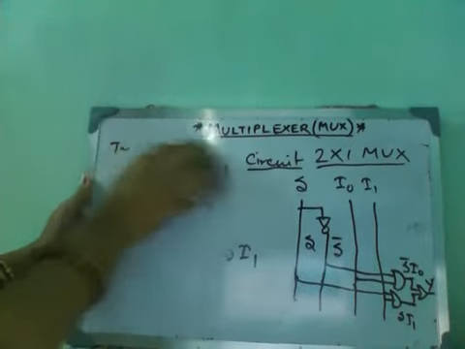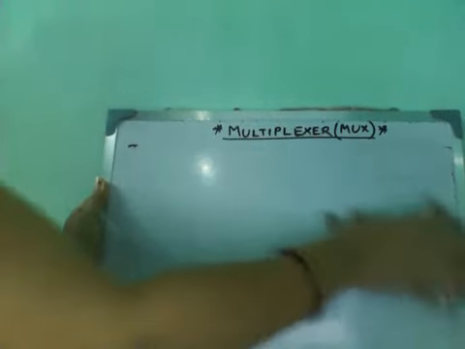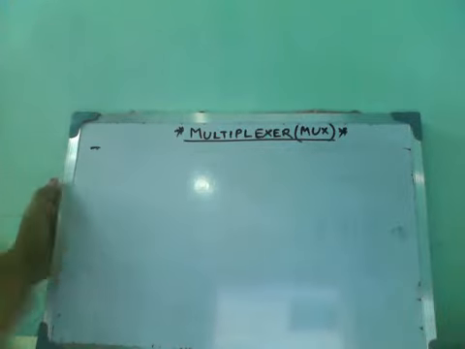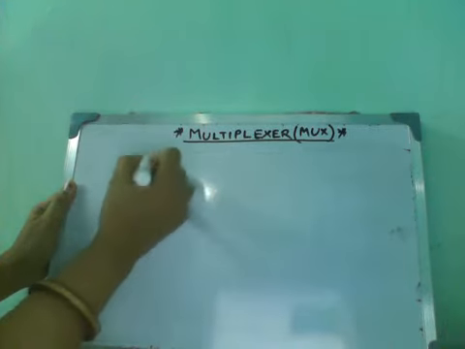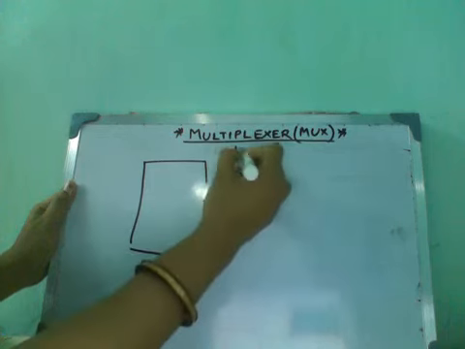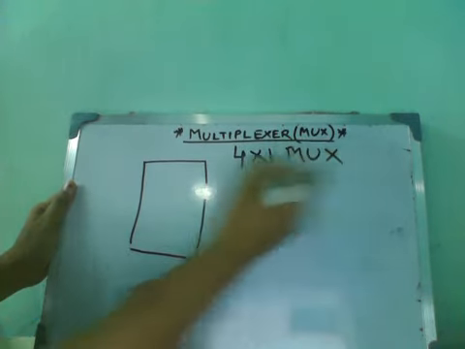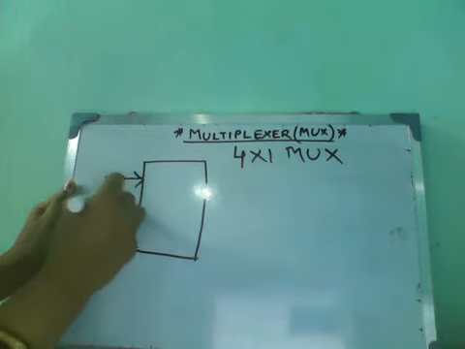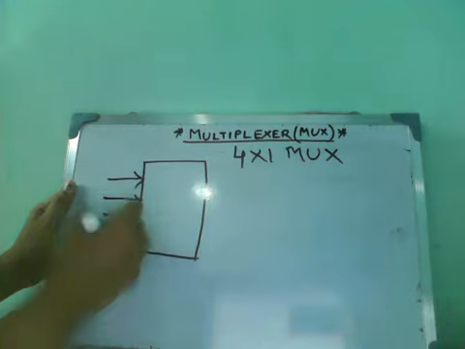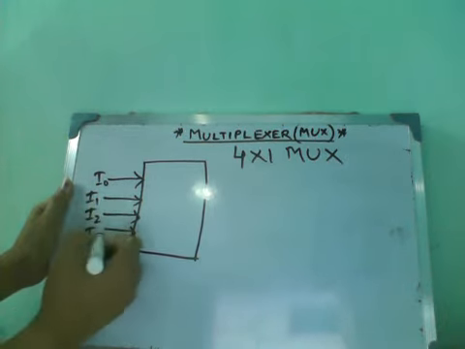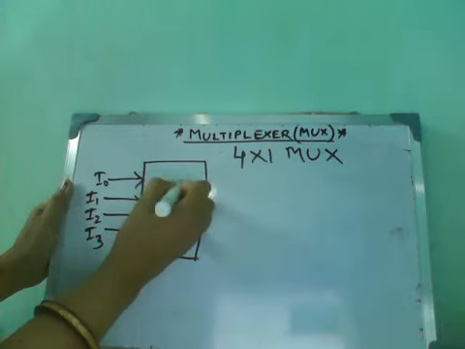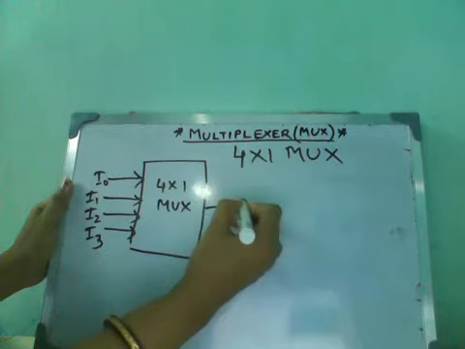Next we discuss about 4 to 1 MUX. In 4 to 1 MUX, first we draw the block diagram. It has 4 inputs, that is I0, I1, I2, I3, and one output.